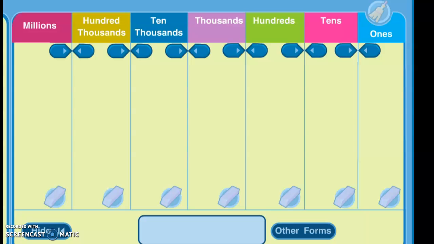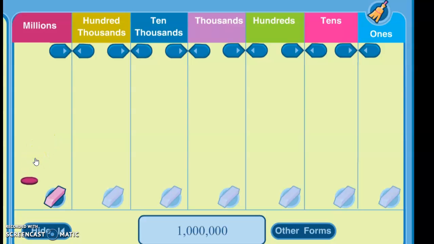Okie dokie, fifth graders. Today we are going to talk about counting by millions. So we've counted by 10,000s, and when I got 10 of the 10,000s, it became 100,000. Then we counted by 100,000s, and when I got 10 of the 100,000s, it became 1 million. So now we're going to count by millions.